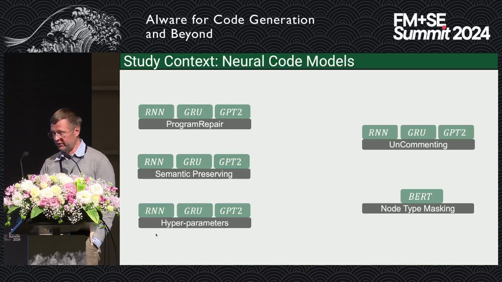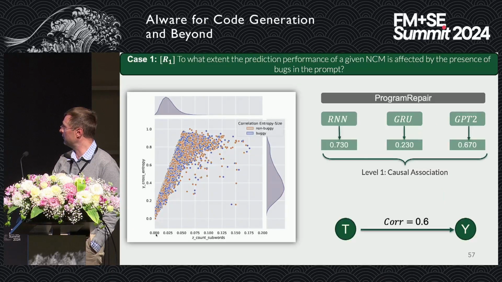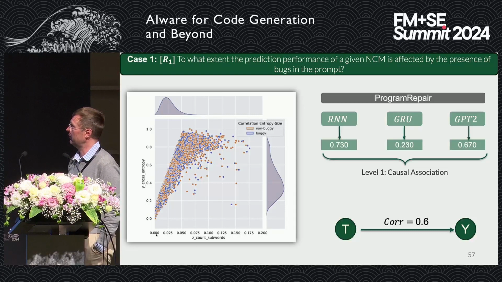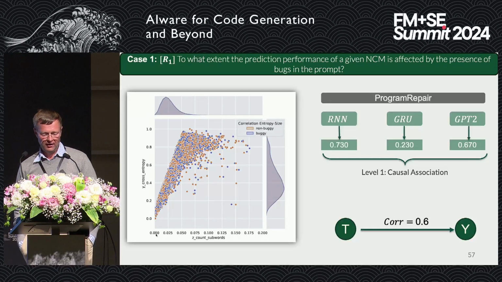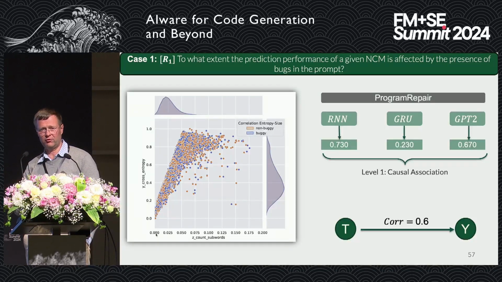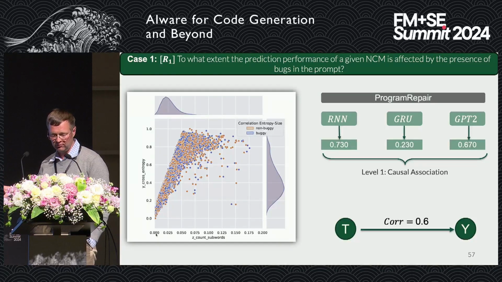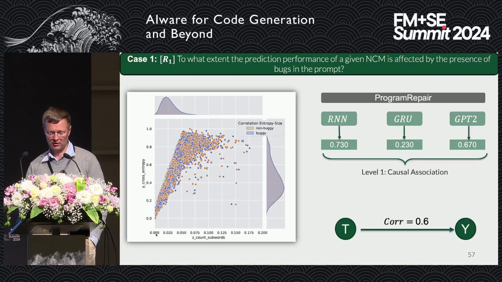And again, this is yet another experiment which we ran in the context of different tasks and different models. And this is actually answering the question from that cross-cutting example that I showed you earlier, to what extent the prediction performance of a given neural code model is affected by the presence of bugs in the prompt. And if you just look at level 1, causal association, you just compute this correlation, it shows you, yeah, bugs actually have impact on the generated code.